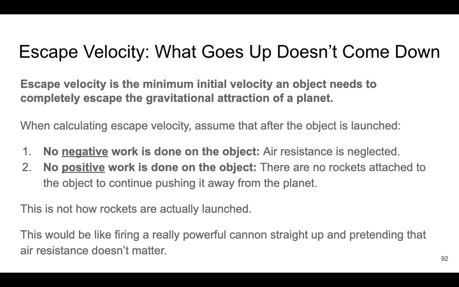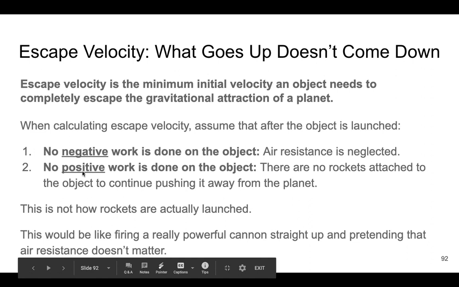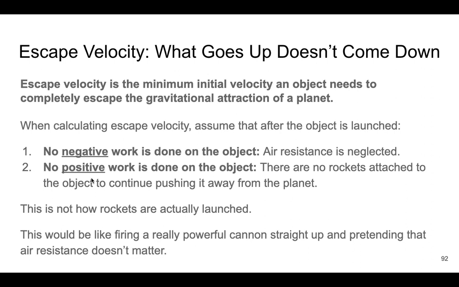So we're launching something off of the surface of the Earth. It's obviously going to fly through the atmosphere. There's going to be drag, air resistance, but we're going to completely ignore that because that's how we do these problems. And the other thing we're going to assume is that no positive work is done on the object, which means after this thing is launched, we're not going to do any external work on it. We're going to pretend there are no rockets on it firing it.